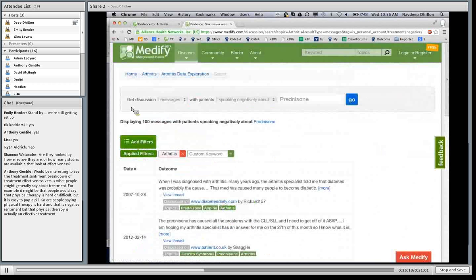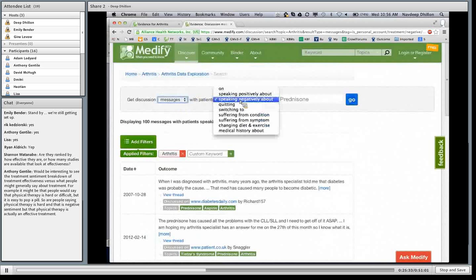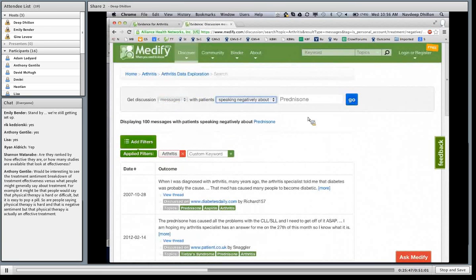So if we click through now on any of these, we end up again in an advanced search interface, which is again meant to be read left to right. So this is showing discussion messages with patients speaking negatively about prednisone. And we can, again, pivot. So we could pivot on this first piece and just look at discussion threads. We can just pivot here, and we'll see an entry to all the graphs I just showed you, in addition to a few others, like looking at diet and exercise changes or medical history.